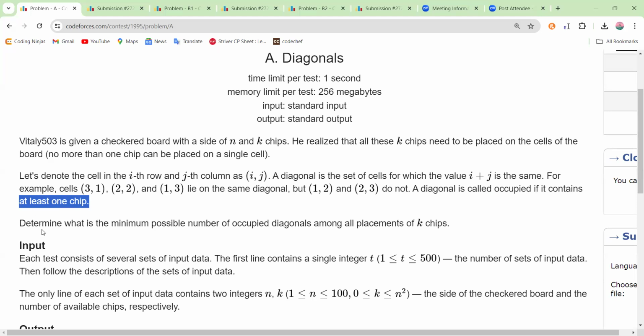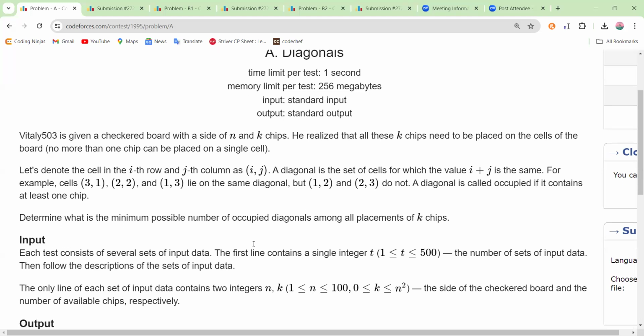First of all, you need to place all these k chips on this checkerboard. After that, you need to determine the minimum possible number of occupied diagonals among all placements of k chips. You are placing all the k chips on the board, and then you need to determine the minimum number of diagonals that will be occupied.